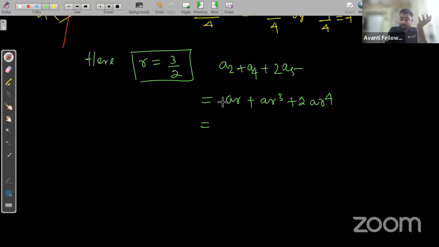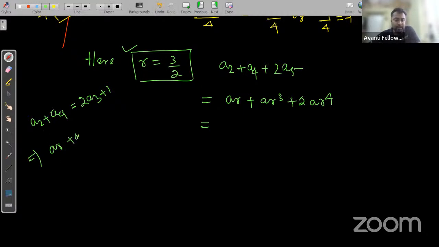What is the value of A? You need to find the value of A also. And by putting R is equal to 3 by 2 in equation 1 also, you can take equation 1. What is it? Equation 1 is A2 plus A4 is equal to 2A3 plus 1, right? So this is actually A2 is AR cube plus 2 AR square plus 1. So put R is equal to 3 by 2.